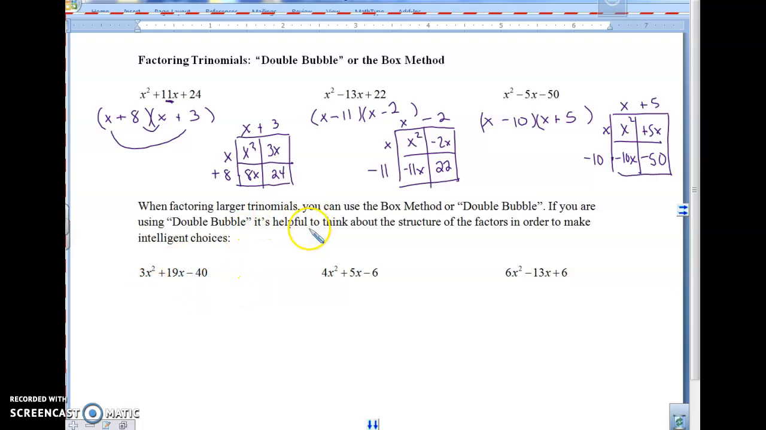What if you have larger trinomials, like 3x squared, or 4x squared, or 6x squared? You can still use the box method or double bubble. So we're going to focus on double bubble first, and then we'll do the box method.